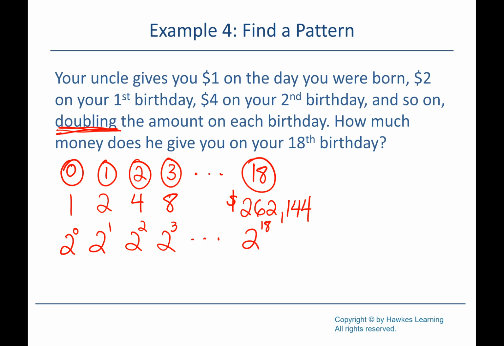But if you didn't see the 2 to the something power, you could do it the other way, right? We know we're doubling, so you just do 2 times 2 times 2 times 2 times 2. That's the same thing. You get the same place. Just a little more error prone. You have to be really careful on counting.